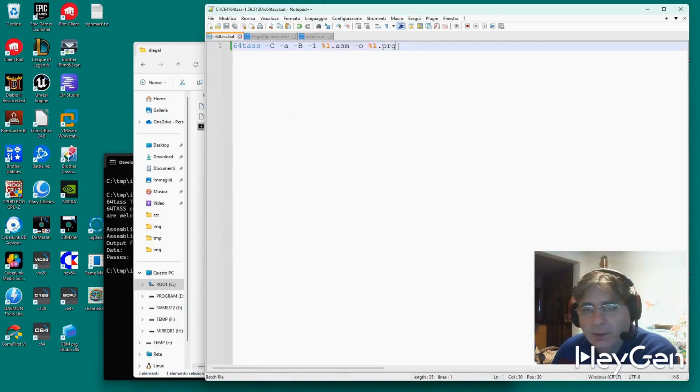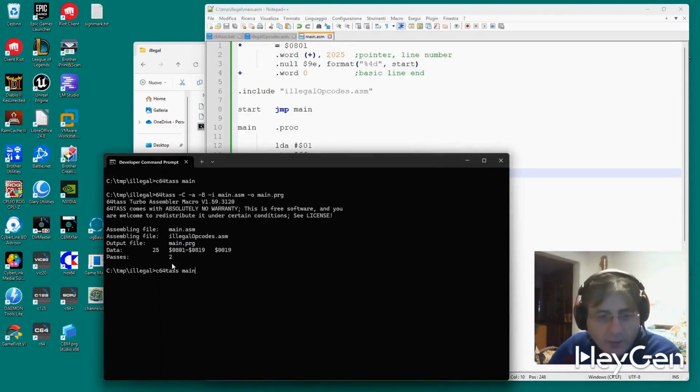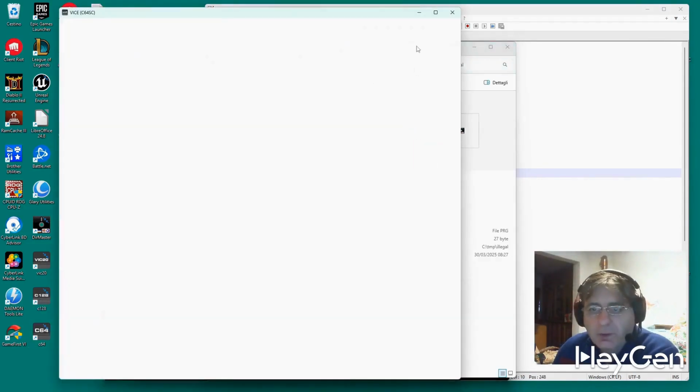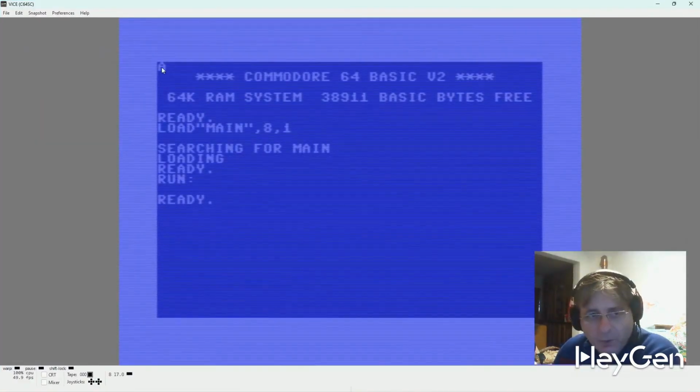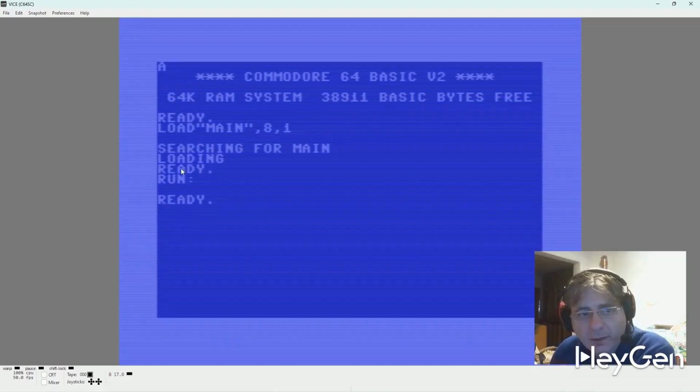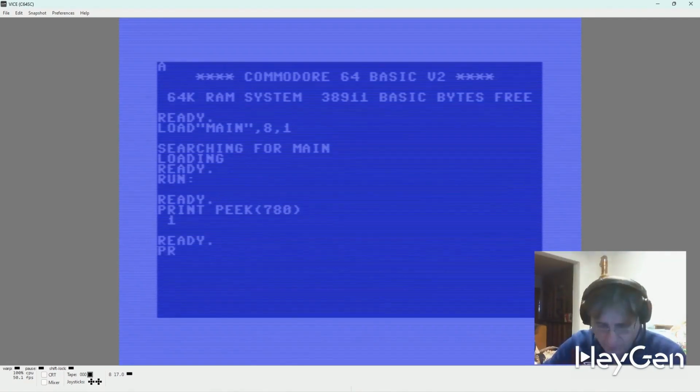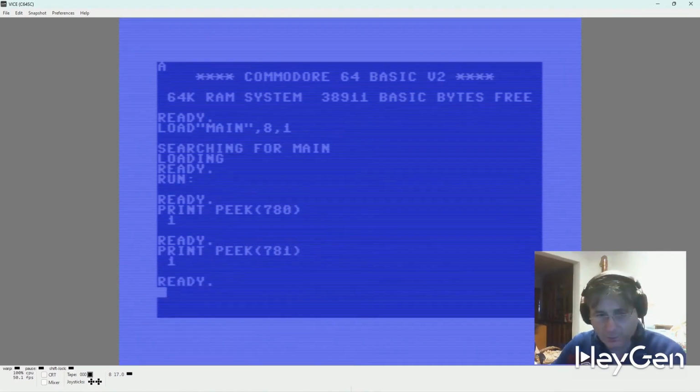Obviously in TAS, as you can see, the command line is -C, -A, -B, -I. The manual, therefore, is not particularly complex. Here, I've already launched it. We can launch it again, and here we can launch it directly in VICE. And as you can see, the value 1 is actually displayed on the screen. And here we have 781 and so on. As you can see, it is correct.